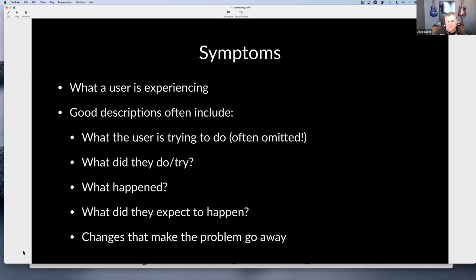Often it's also useful if they have tried things, they might have tried things that made the problem go away. And if they happen to have noticed that, that's awfully useful to know about. So that's also something I try to look out for. And I think another thing might be workarounds. Not necessarily something that made the problem go away, but a way that they got past the problem.